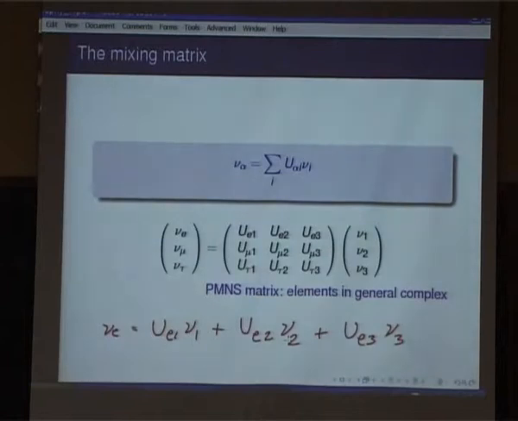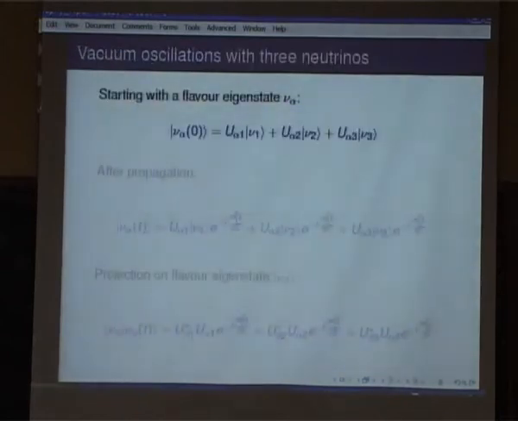So the last time, we were trying to look at oscillations of two neutrinos. So this matrix we wrote down: cos theta, sin theta, minus sin theta, cos theta. Then we started with the flavor state, say nu mu, and saw what happened when we evolved in time. What we will do now is the same thing, but now we won't write cos theta, sin theta. We will write U1, U2, U3 and see what happens.